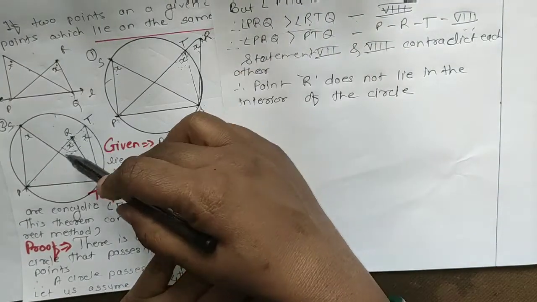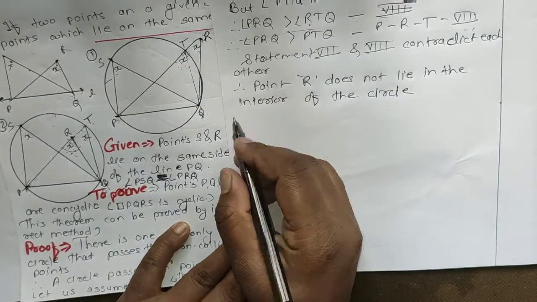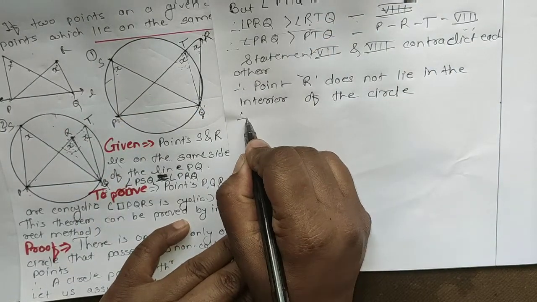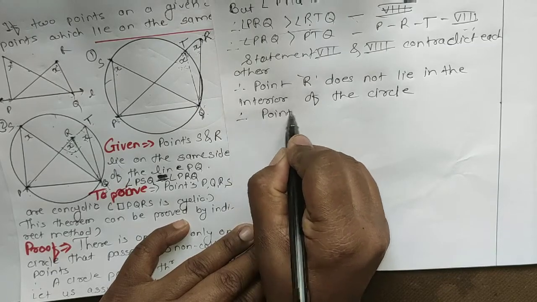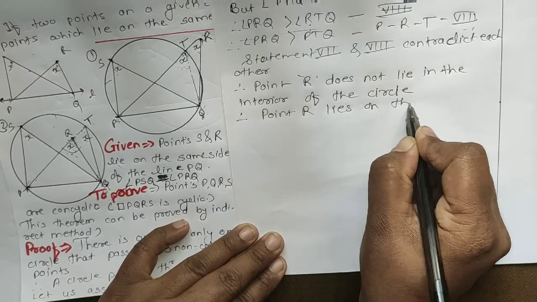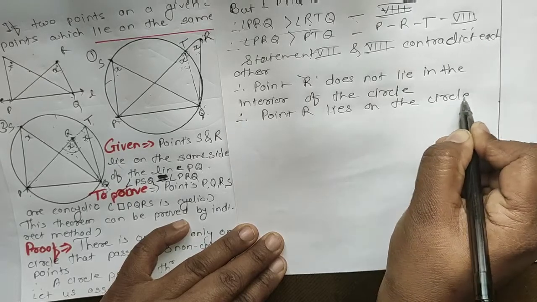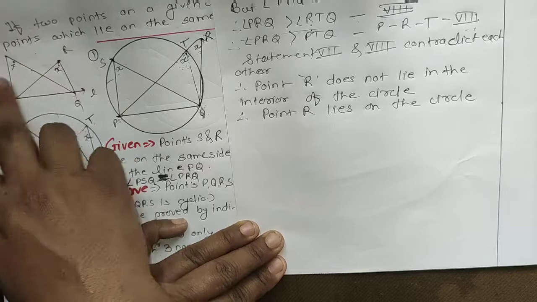So where will it lie? It will lie on the circle. Therefore, point R lies on the circle. This point lies on the circle means what? This P, Q, R, S are concyclic.